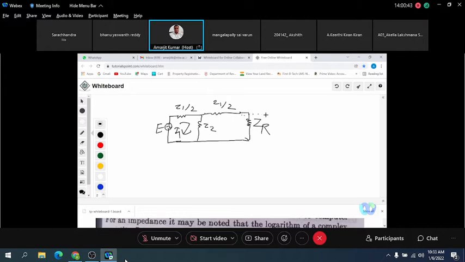So now this is not terminated in Z0. The load impedance is ZR, and here the current is I2. So the question is, what will be the input impedance if we do it like this? When ZR was equal to Z0, what was the input impedance? If it is terminated in a load impedance equal to Z0, what will be the input impedance?